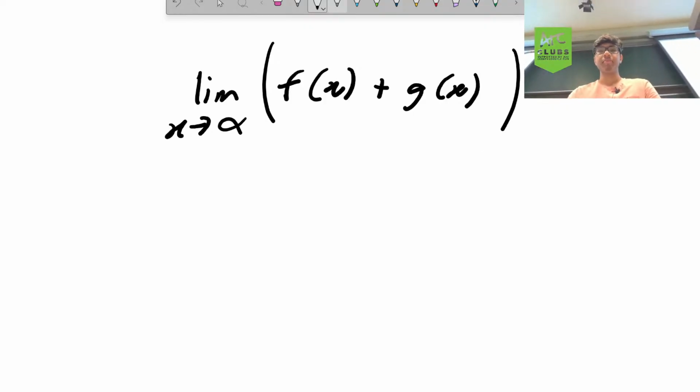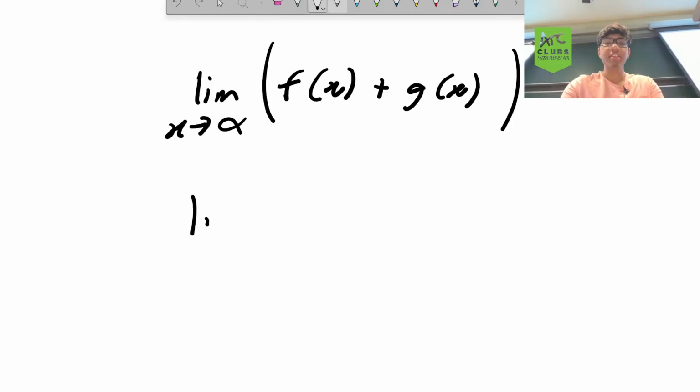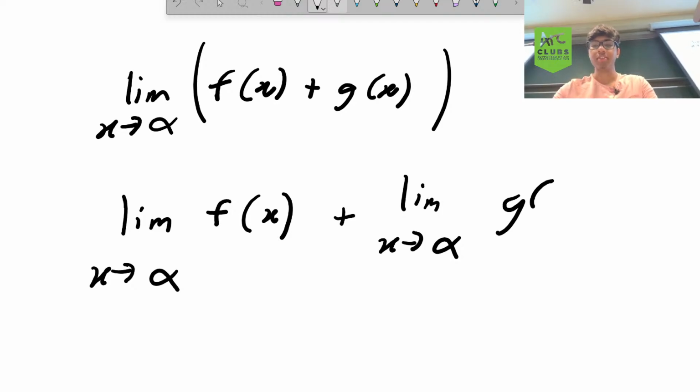Something like this. Well, I know that if I have the sum of these two, this is the same thing as if I took the limit of each one individually. So this is the limit as x tends to alpha of f of x plus the limit as x tends to alpha of g of x.